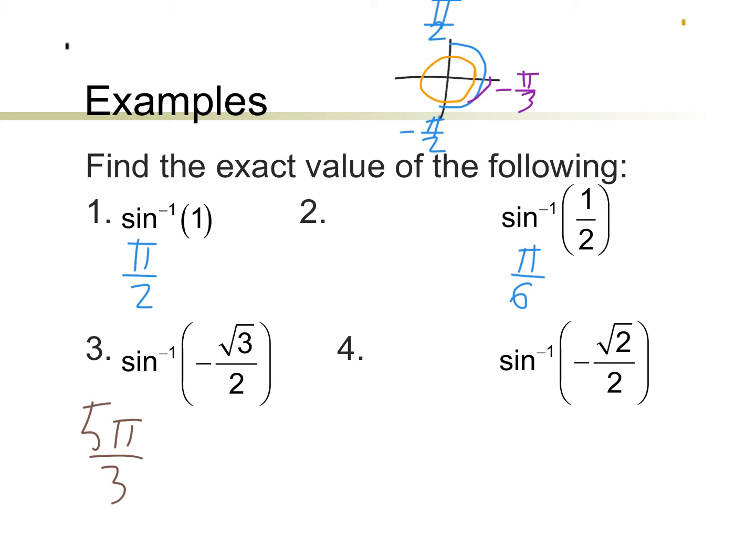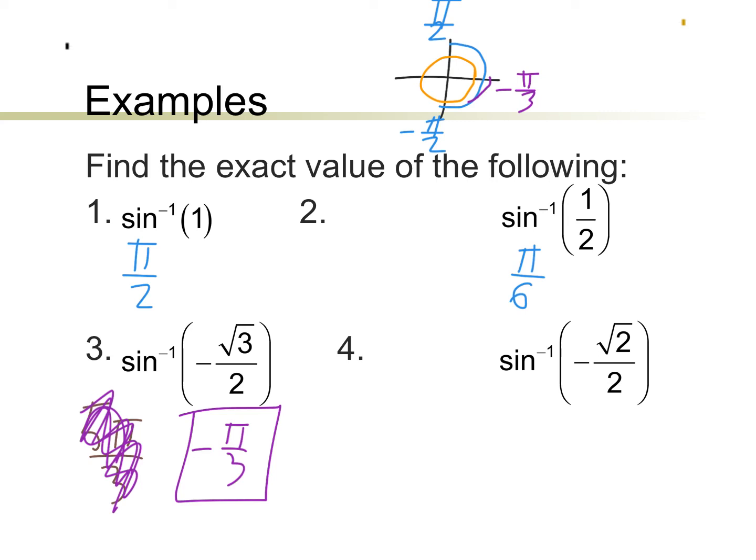Negative pi over 3 fits within our established domain of negative pi over 2 to pi over 2. Therefore, our answer will be negative pi over 3, not 5 pi over 3, because that's too big. They are essentially the same measurement, but the negative pi over 3 fits within our restricted domain. The 5 pi over 3 does not.